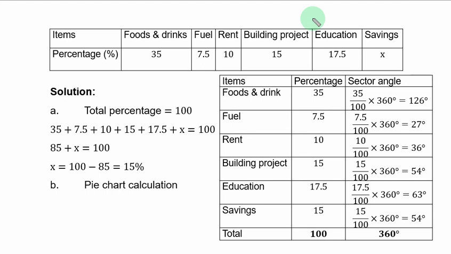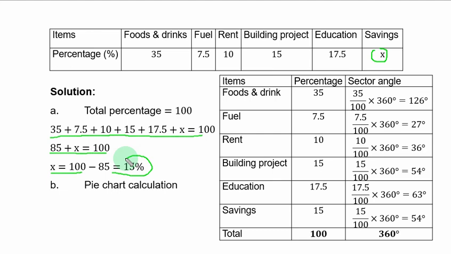So solution A, part of the question is to find the value of S, and you know that total percentage is 100, so you add 35 plus 7.5 plus 10 plus 15 plus 17.5 plus S equal to 100, and that gives 85 plus S equal to 100, and S is equal to 100 minus 85 if you collect like terms, and that is 15%.